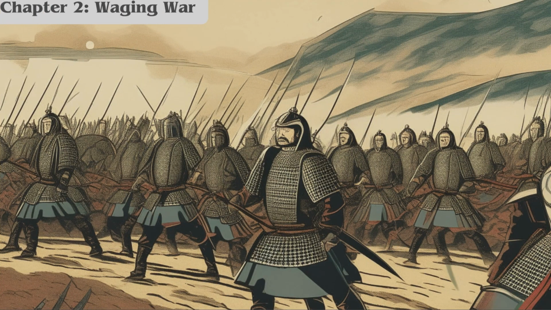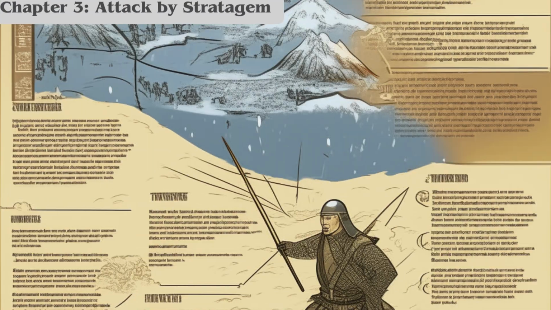Chapter 2, Waging War. In this chapter, we delve into the art of waging war effectively. Sun Tzu emphasizes the need for swift and decisive victory in order to minimize both costs and casualties. He encourages the adaptation of strategies according to the circumstances at hand, as well as recognizing the crucial role of timing.